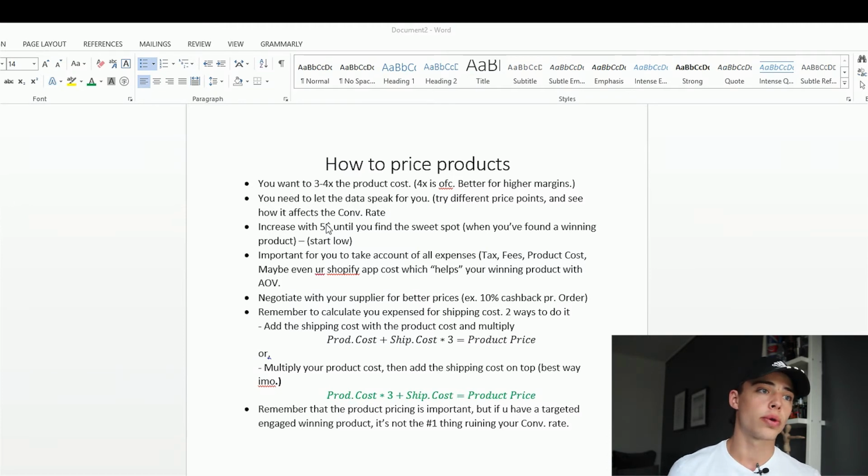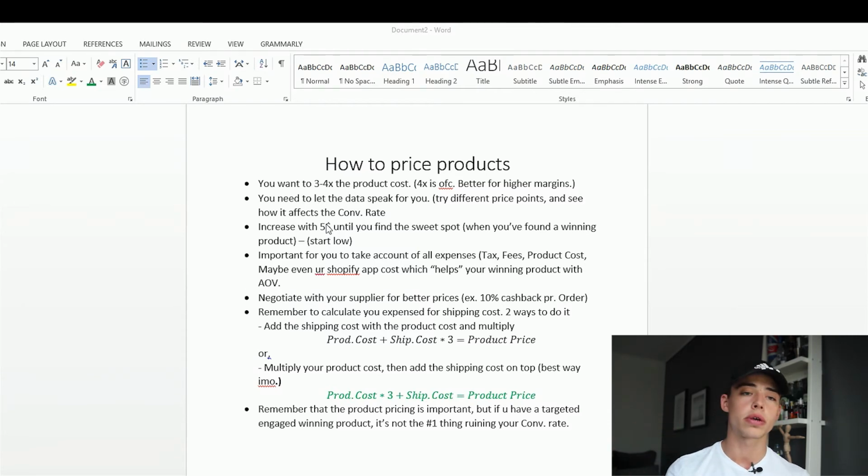One of them is that you can take your product cost and add the shipping cost, and then multiply by 3 or 4 or whatever you want to do, and that's then going to be your product price. But then it's going to be a lot higher, because you've added the shipping cost to the product cost. The way that I'm doing it mostly is that I take the product cost and multiply by 3, and then I just add the shipping cost afterwards on top.